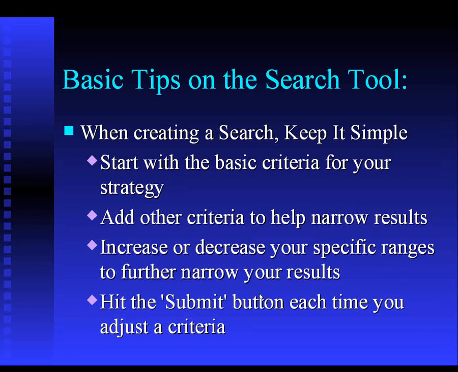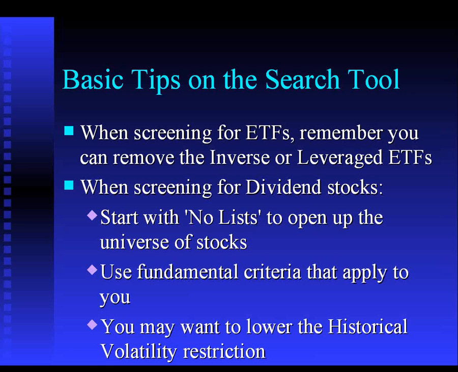Increase or decrease your specific ranges to narrow your results. Hit the submit button each time you change one or two criteria. You don't want to adjust 5 criteria, hit submit, and suddenly find that you have no results, because now you don't know which criteria really filtered them down too much. So go back, do 1 or 2 at a time, hit the submit button, and see your 300 results drop down to 90, then the 90 drop down to 70, and the 70 drop down to 30, to make sure which ones are greatly affecting your results the most.